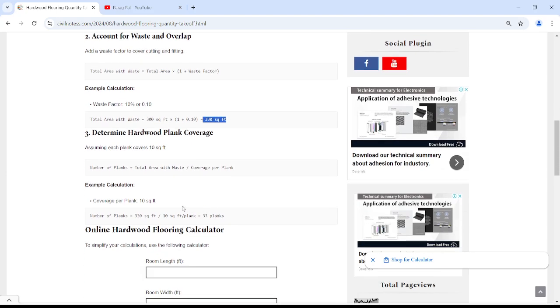Now after this, you need the number of planks. It means you need to identify, if there is a hardwood plank you are going to bring from the market, how much area it is going to cover. So just take an example that one plank covers 10 square feet. So 330 divided by 10, which means the total area with the waste divided by the coverage per plank. You need to do that division. So you can understand that 33 planks are required for this construction work.